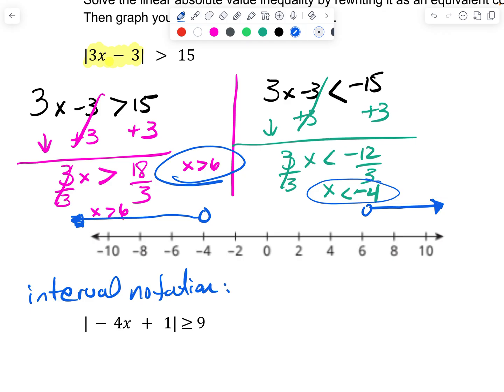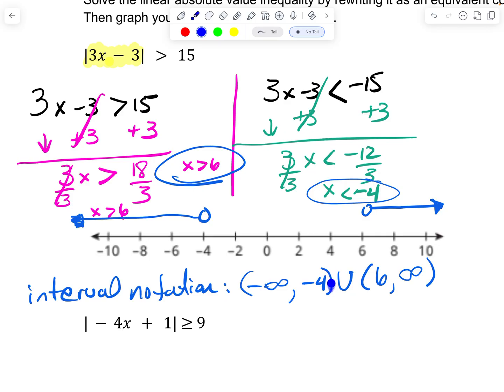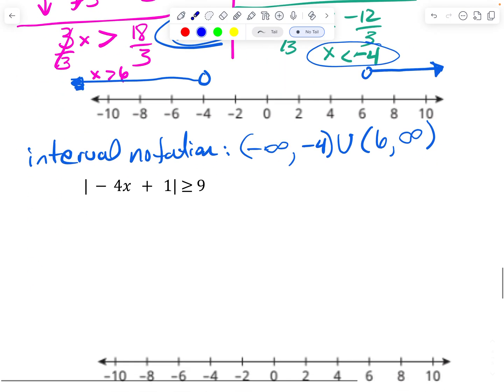Now we're going to do the interval notation. What you do here is that it's coming from -infinity. Remember, infinities always get parentheses. Now you're going to put -4 parentheses, union, and then parentheses 6 comma infinity parentheses. And notice that I put parentheses here because these circles are open. They're not colored in. All right, so we're going to do the next one.